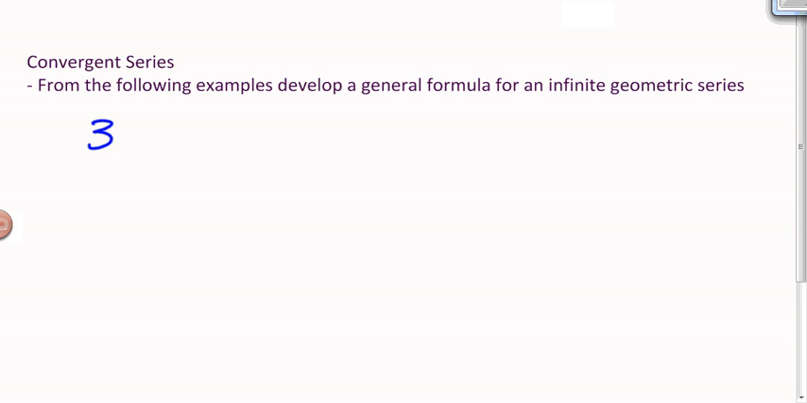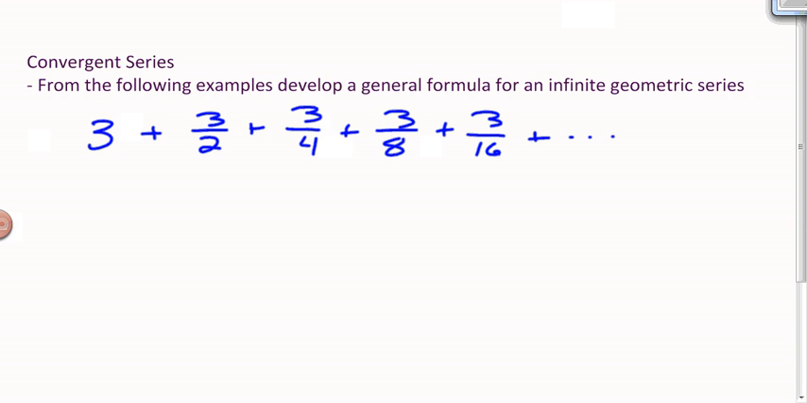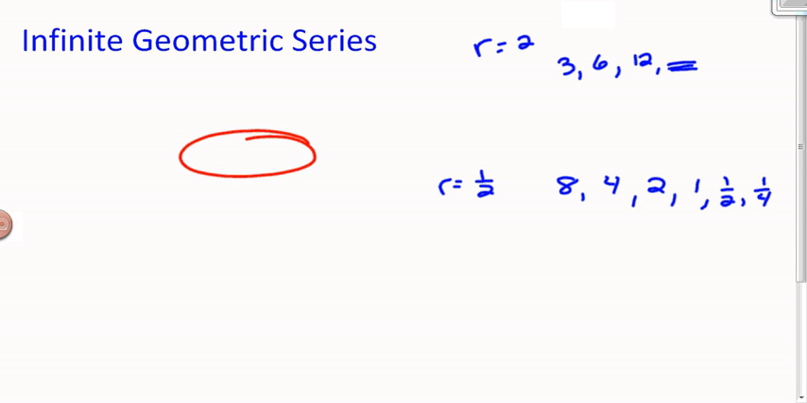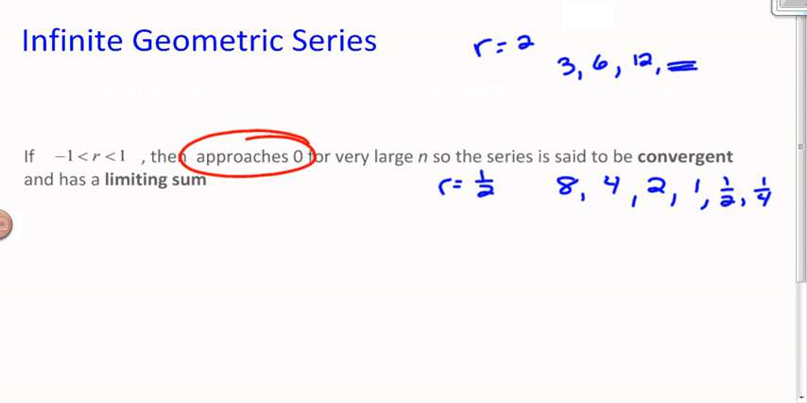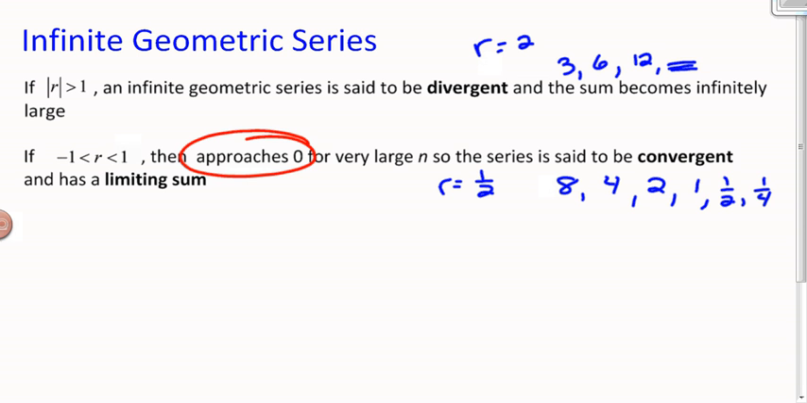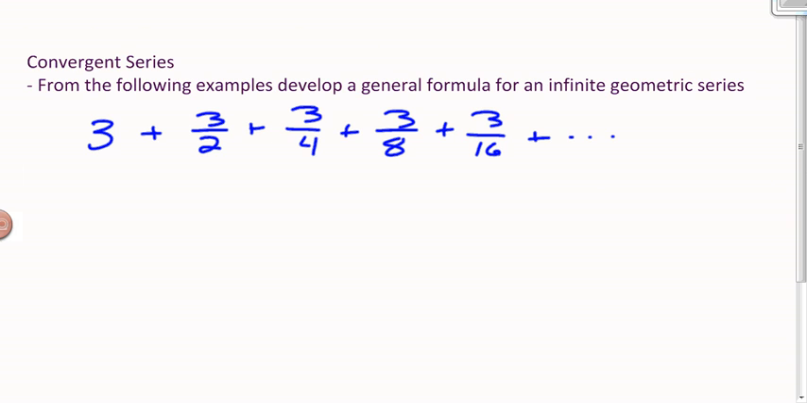So if we had 3 plus 3/2 plus 3/4 plus 3/8 plus 3/16, etc. If we were to add this up for the entire problem, so if I was going to add up every single one of these, it will converge to a specific number. So in order to do that, I need to go back and check to make sure that my r value, if it's going to converge, must be greater than negative 1 but less than 1. So I need to find r.